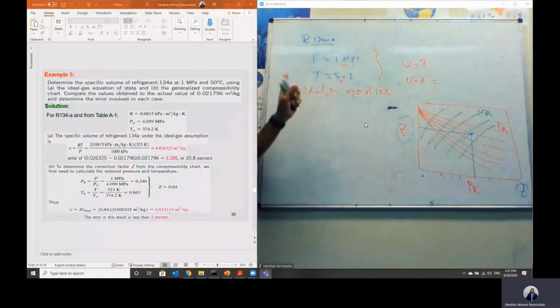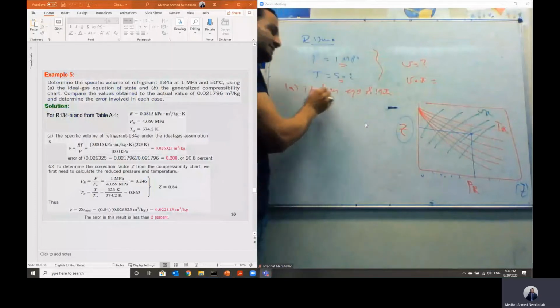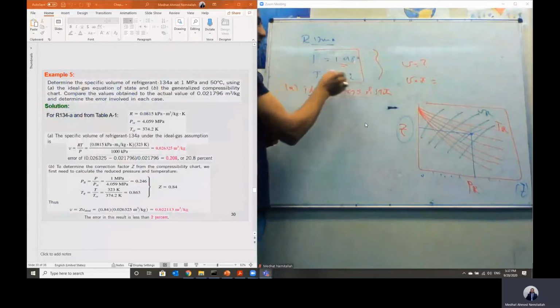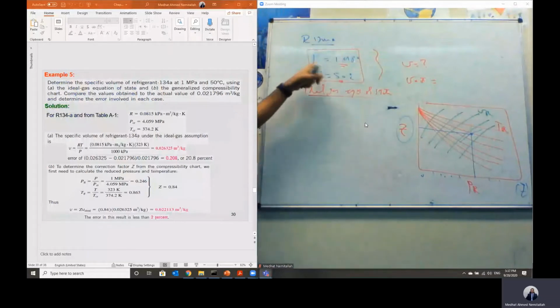So we are talking about the gas phase. We are talking about the superheated refrigerant in the superheated zone. We are not talking about the subcooled or the saturation zone. We are talking about the gas phase in the superheated zone. And if you check this pressure value with this temperature, you will find this refrigerant in the superheated zone.